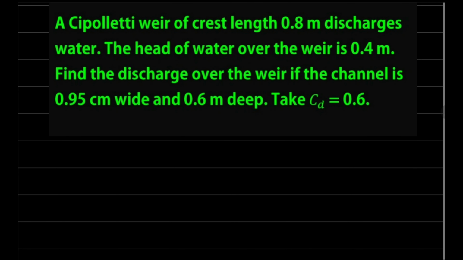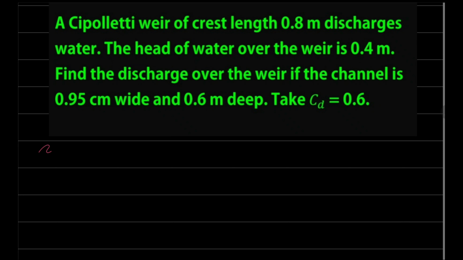Next problem we are considering is related to the Cipolletti weir. The question says that a Cipolletti weir of crest length 0.8 meter discharges water. The head of the water over the weir is 0.4 meter. Find the discharge over the weir if the channel is 0.95 meter wide and 0.65 meter deep.